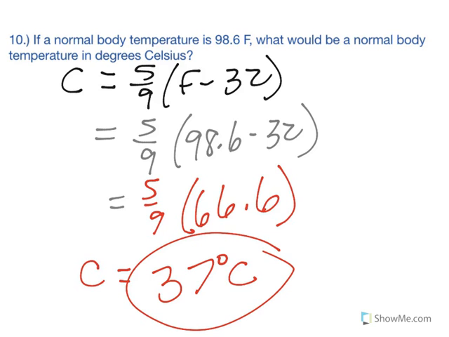And there's kind of an overview and a couple problems on temperature conversions.